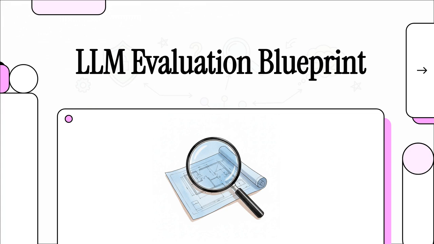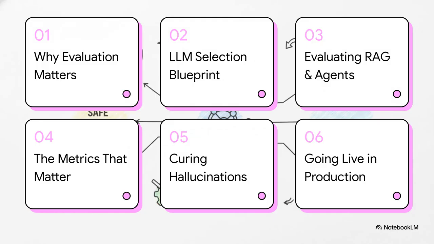And that is exactly why we need a foolproof way to evaluate these models before they ever see the light of day. So, today we're going through this explainer on LLM evaluation frameworks. It is the true AI architect's blueprint for safe AI. Here is our structural blueprint for the explainer, guiding us all the way from the fundamentals of selection right through to a safe production launch. We'll cover why AI evaluation matters, the LLM selection blueprint, evaluating RAG and agents, the metrics that matter, curing AI hallucinations, and finally, going live in production.